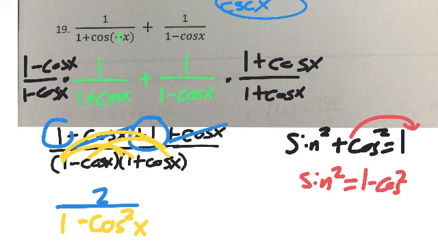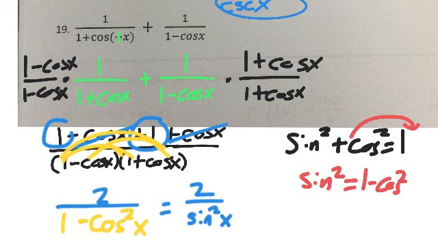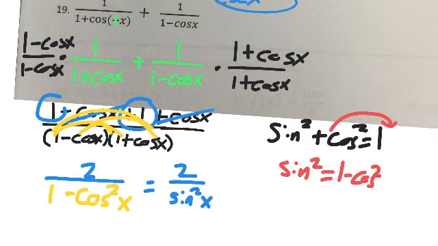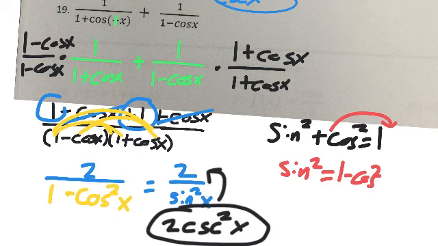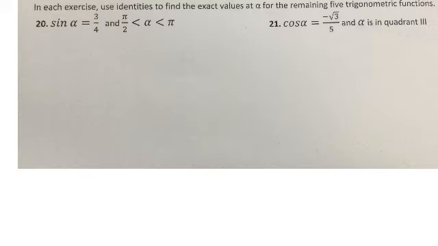So I substitute in. That's going to give me 2 over sine squared of x. And now if I move sine to the numerator, it becomes cosecant. So that's going to give me 2 cosecant squared of x. So these are kind of similar to some things that we've done already.